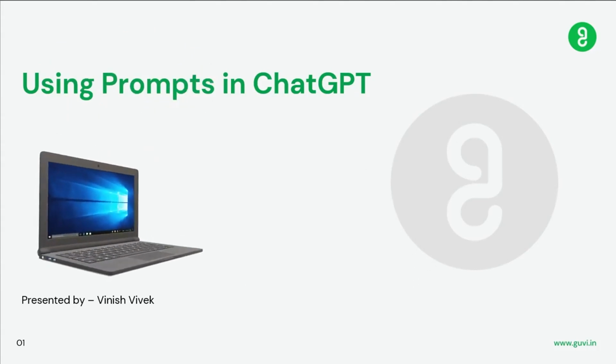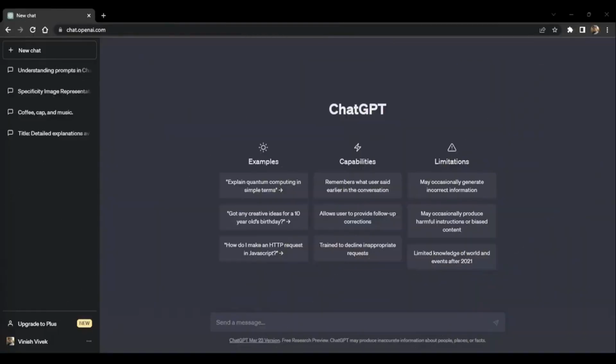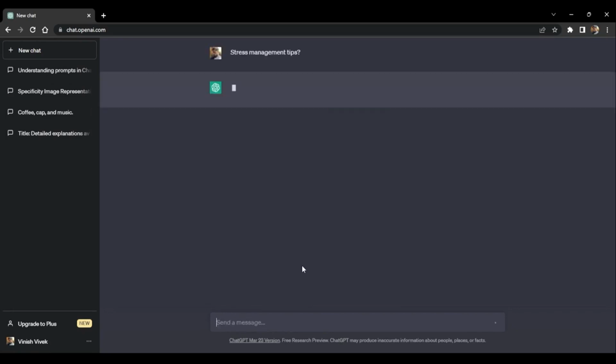Now we've come into ChatGPT and we want to just have a look at some examples that follow best practices as well as some that do not. At the same time, we'll also have a look at different types of prompts that are available in ChatGPT. So some questions like, let's say for example, stress management tips.